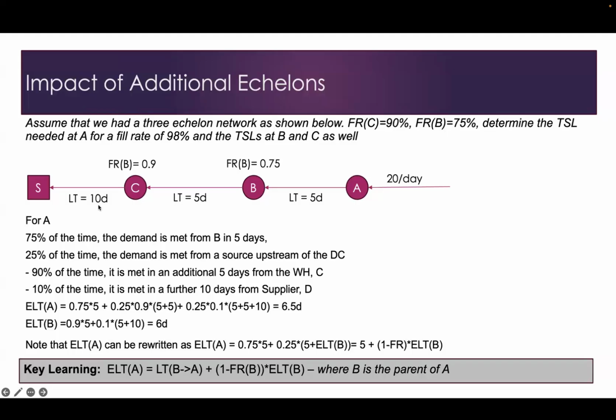So the effective lead time, if you look at it, is 0.75 times 5 plus 0.25, which is the number of times it goes here, times 0.9, because 25% of the time, and of that 25%, 90% of the time, it takes 5 plus 5. That's this plus this. Do you agree? That's 10 days. And then of that 25%, which goes here, another further 10% of the time, it takes 10 days. So it's 5 plus 5 plus 10, 20, right? Everybody get that? Okay. So now the effective lead time is 6.5 days.